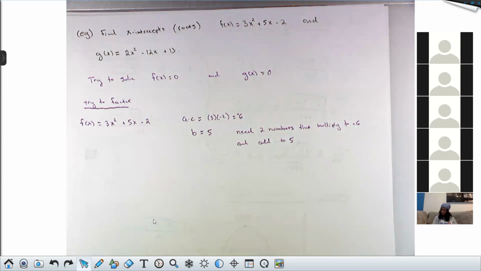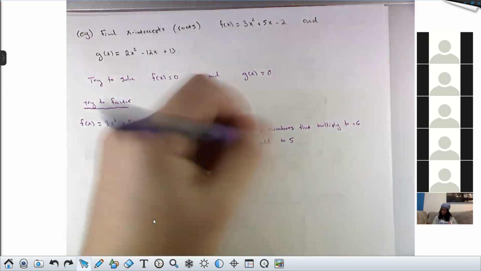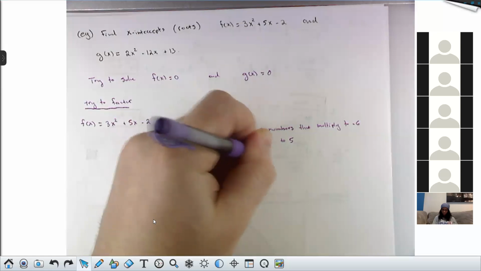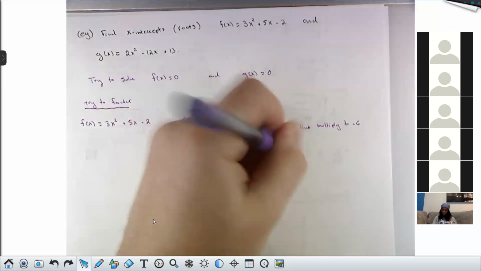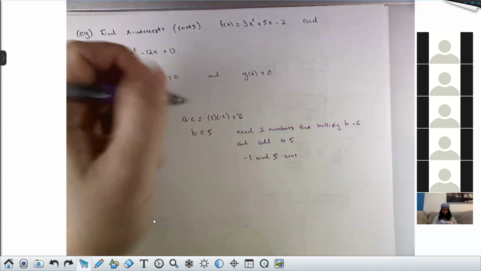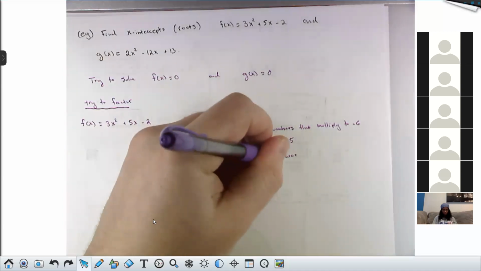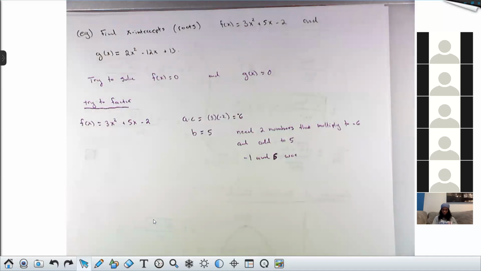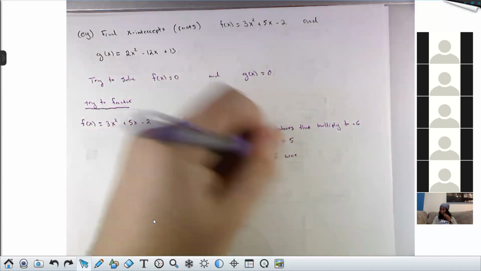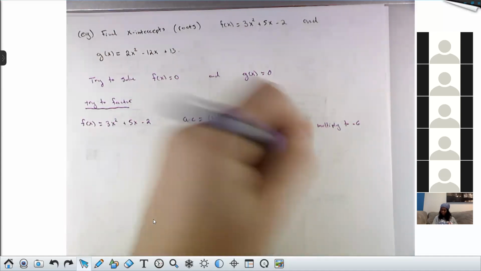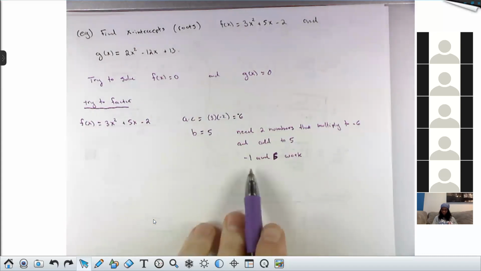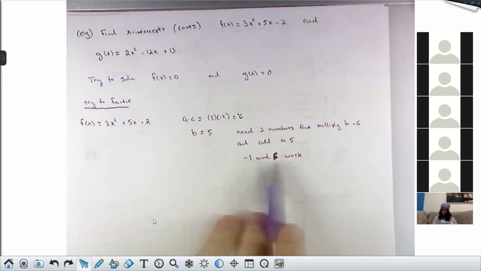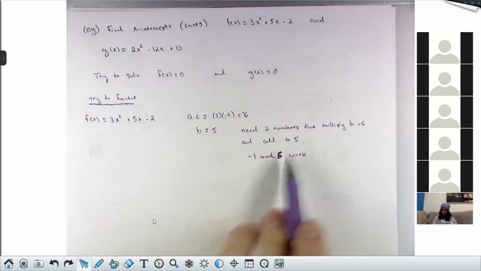-1 and +5. Yeah, very good. -1 and positive 5. Sorry, not -1 and positive 5. -1 and positive 6, right? I have to multiply to negative 6 and add up to positive 5. So yeah, -1 and positive 6. If I multiply those, I get negative 6. And if I add those, I get positive 5.